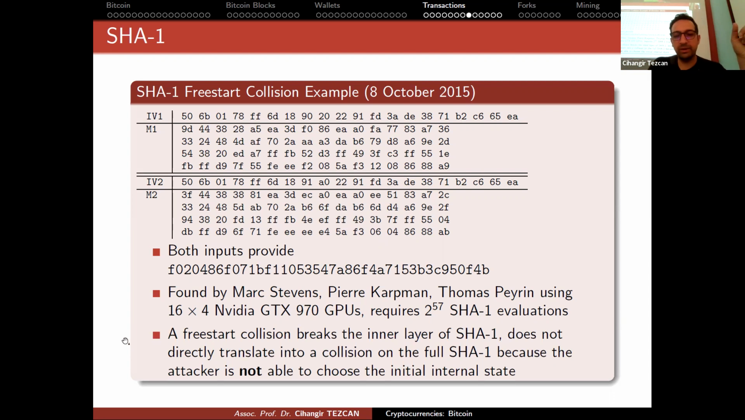A free-start collision breaks the inner layer of SHA-1, but does not directly translate into a collision on the full SHA-1, because the attacker is not able to choose the initial internal state, right? You cannot modify the IVs.